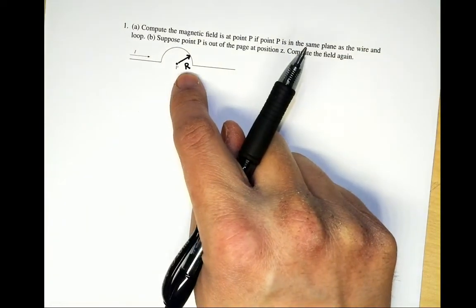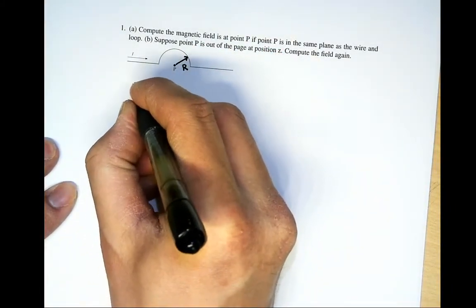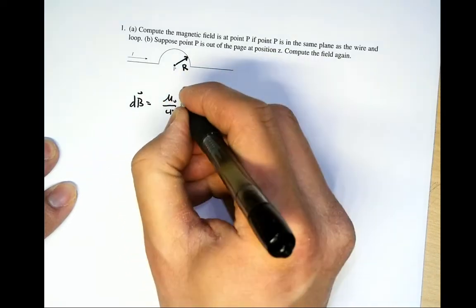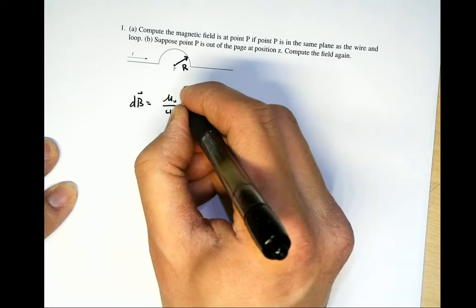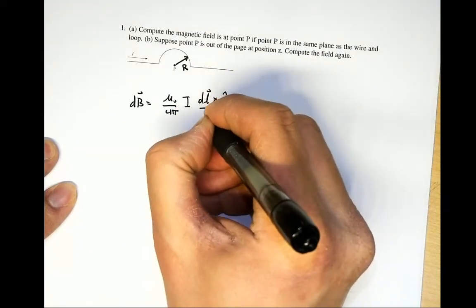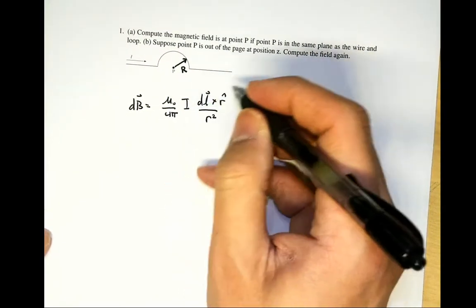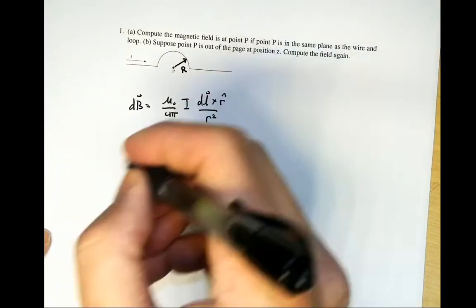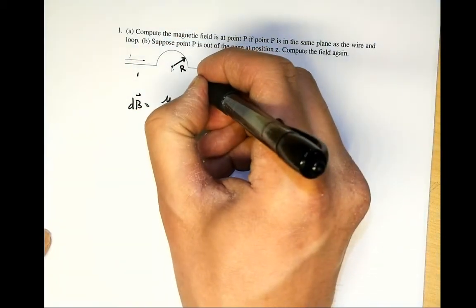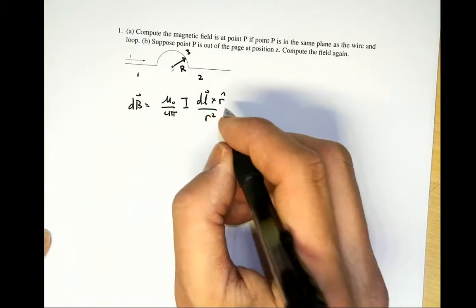In order to do this, we're going to use the law of Biot-Savart. So let's write that down first. dB is equal to mu 0 over 4 pi I dl cross r hat over r squared. There are going to be two sources for this B field. It's going to be along these straight segments here. I'll label these segments number 1 and number 2, and then along the loop here, which is number 3.